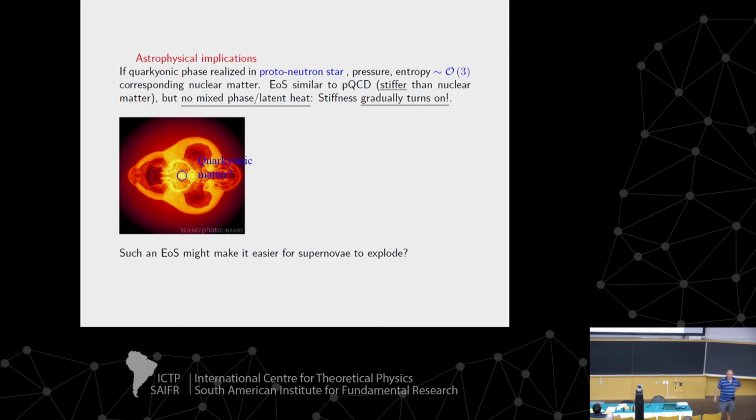For proton-neutron stars during a type 2 supernova explosion, this could have very profound consequences. And there is work to be done in this direction. So this might have astrophysical consequences.